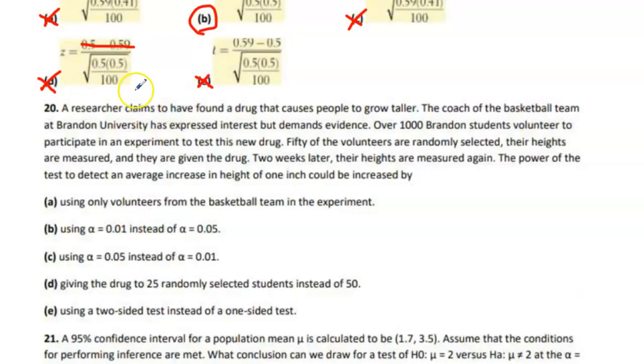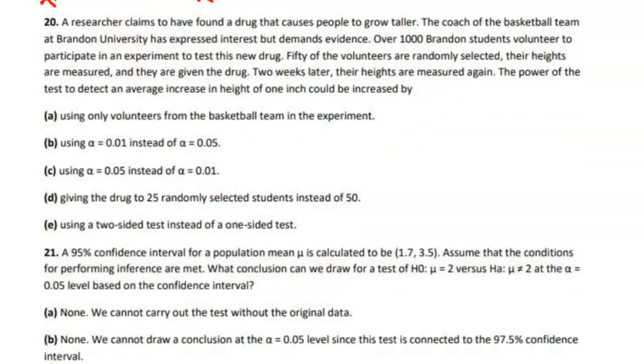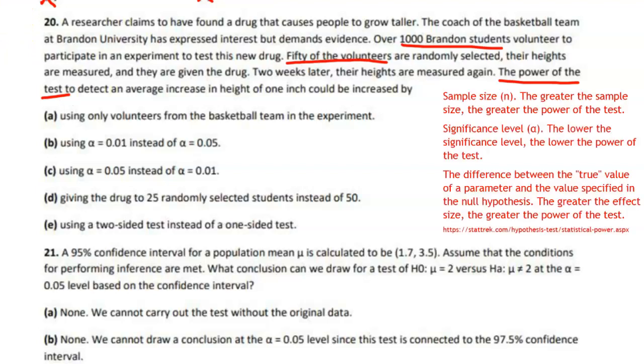A researcher claims to have found a drug that causes people to grow taller. Sign me up. So they do this test where they pick 1,000 students, which is quite a lot. After they look at those 1,000 students, they only select 50 of the volunteers to be used. Their heights are measured and they're given the drug, and then they find their heights again. We're trying to increase the power of the test. And remember, the power of the test is affected by a couple of different things. Remember that it's affected by sample size, significance level, and the difference between the true value and the value specified in the null hypothesis. So in this case, we're looking at an average increase in height of 1 inch, right?